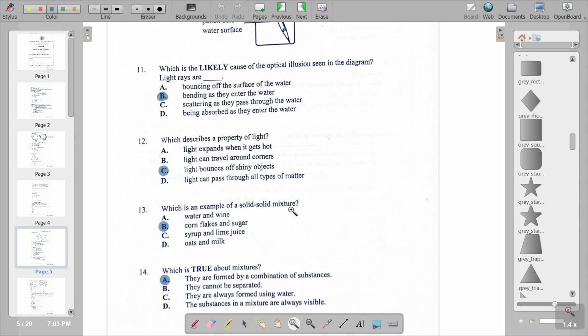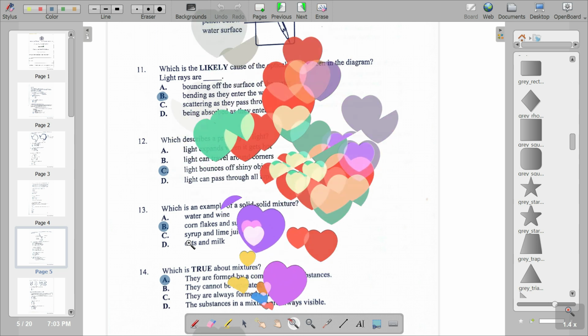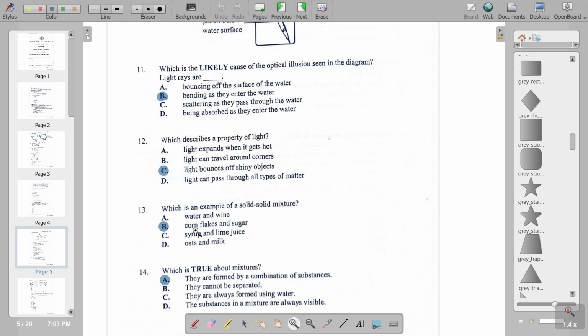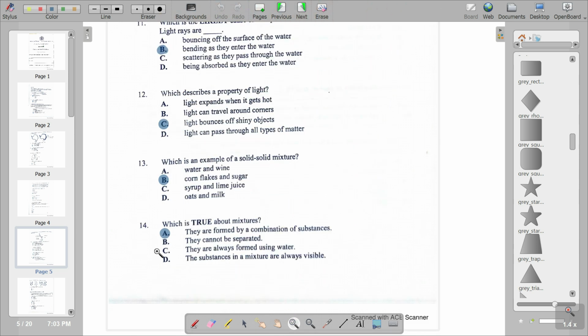So we're trying to mix two solid substance, right? So you have water and wine. Those are liquid. That's not solid. Cornflakes and sugar. Those are two solids, so I chose that. Syrup and lime juice are liquid. Oats and milk. Oats is solid and milk is liquid. So I chose B. All right, 14.